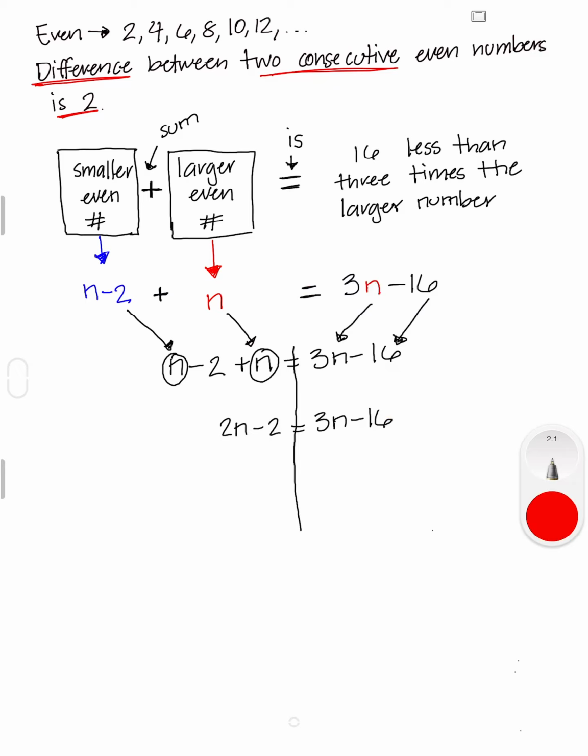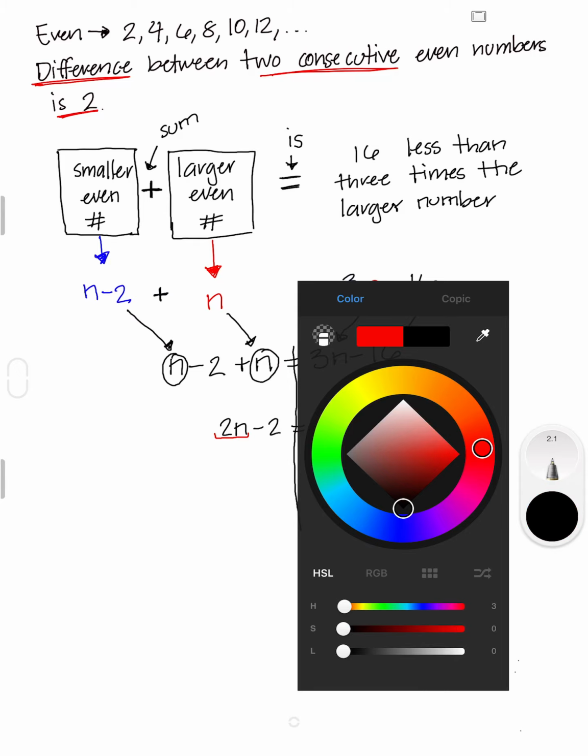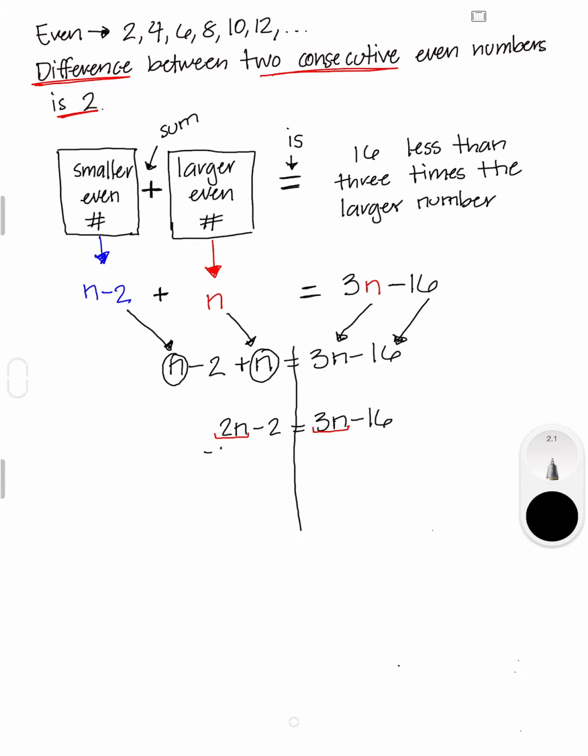Now I notice here that I have an n value on both sides, right? So a term with an n on both sides of my equation. Remember, when this happens, we always want to move all our n values into one single side, and it's easier to move the term that has the smaller coefficient. So in this case, 2n has a smaller coefficient than 3n. So I'm going to go ahead and get rid of 2n by subtracting it on both sides. So I'm going to do minus 2n, minus 2n. So my 2n's are going to cancel out, and I'm going to be left with negative 2 equals 3n minus 2n, which is 1n, and then minus 16.